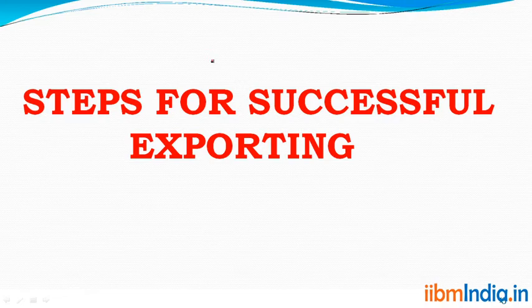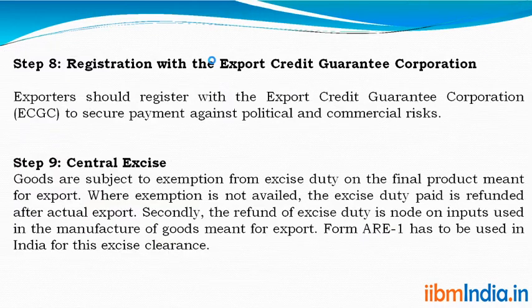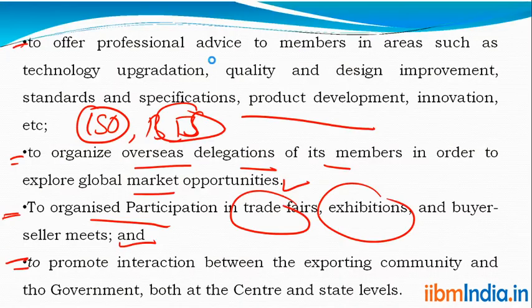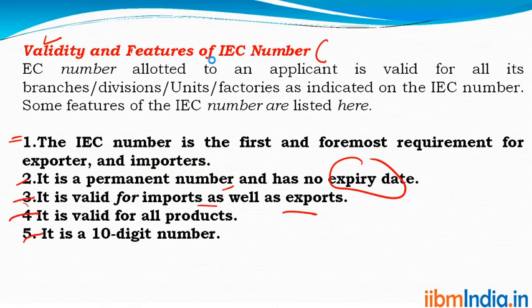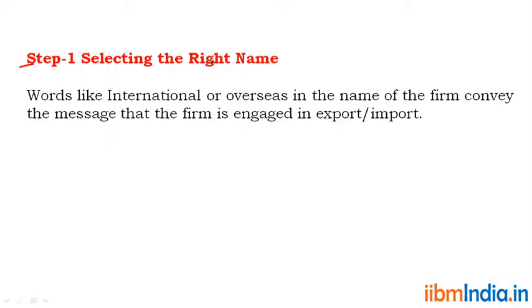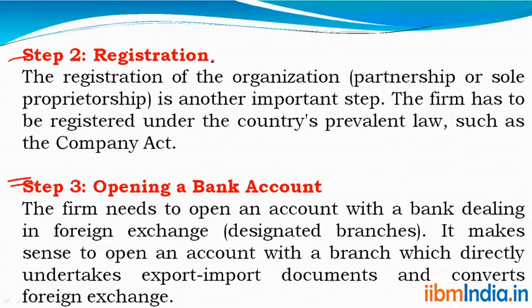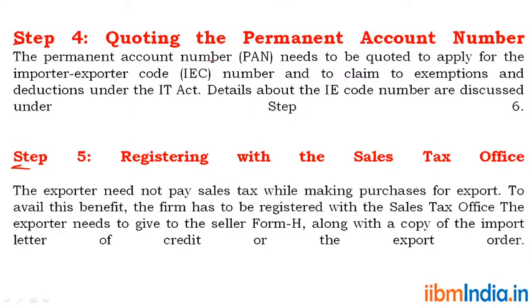Now, the steps for successfully exporting. What are the steps we have told you? I'll tell you only the subject line of those steps. Firstly, you have to select the right name. Then you have to go for the registration, whether it's a sole proprietorship, joint venture or partnership. Then opening a current bank account in the respective bank where foreign exchange facilities are available. Then quoting the permanent account number, obtaining the PAN, and registering with the sales tax office, because you need to be registered with the sales tax office.